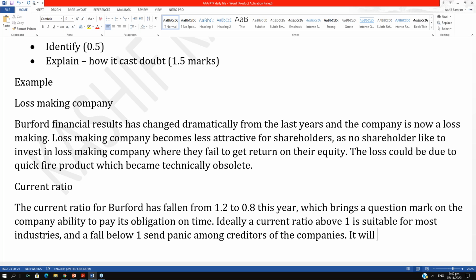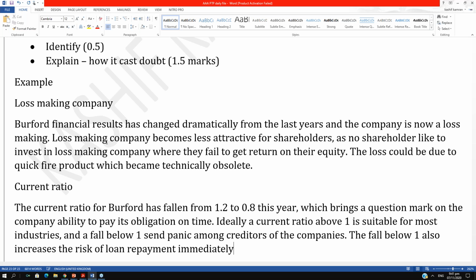The fall below 1 also increases the risk of loan repayment immediately. Will that increase the risk of the loan repayment immediately as well? So do you believe the company is under difficult trading conditions? The company is under difficult trading conditions.